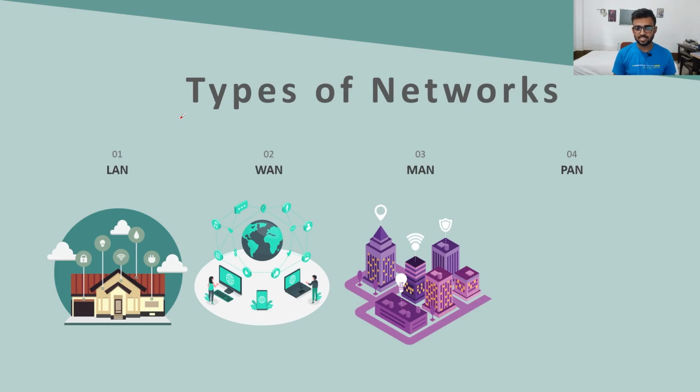And the next is PAN. PAN stands for Personal Area Network. This is a network for personal devices, typically within the range of a single person, like connecting a smartphone to a laptop via Bluetooth. So when you turn on Bluetooth or a hotspot from your phone, then other persons connect to your network. So this is your personal area network.